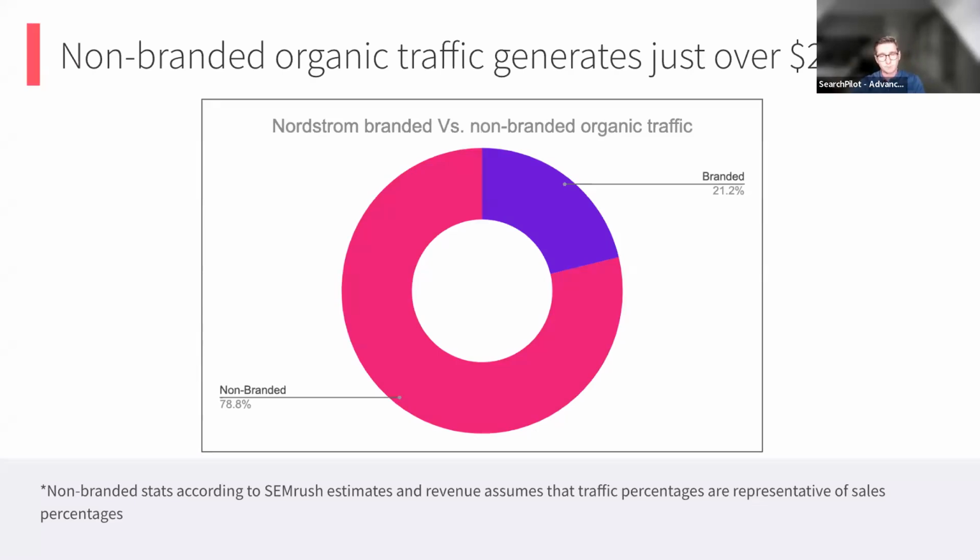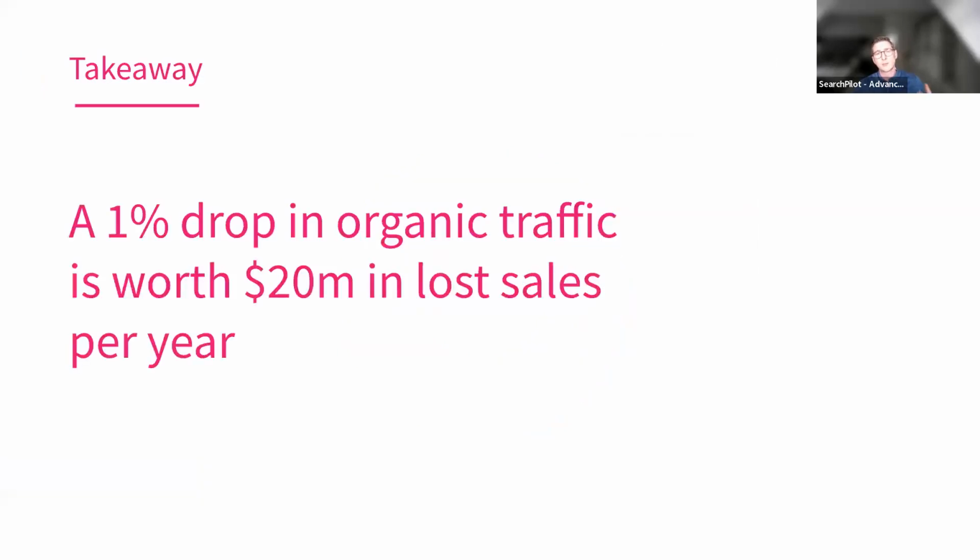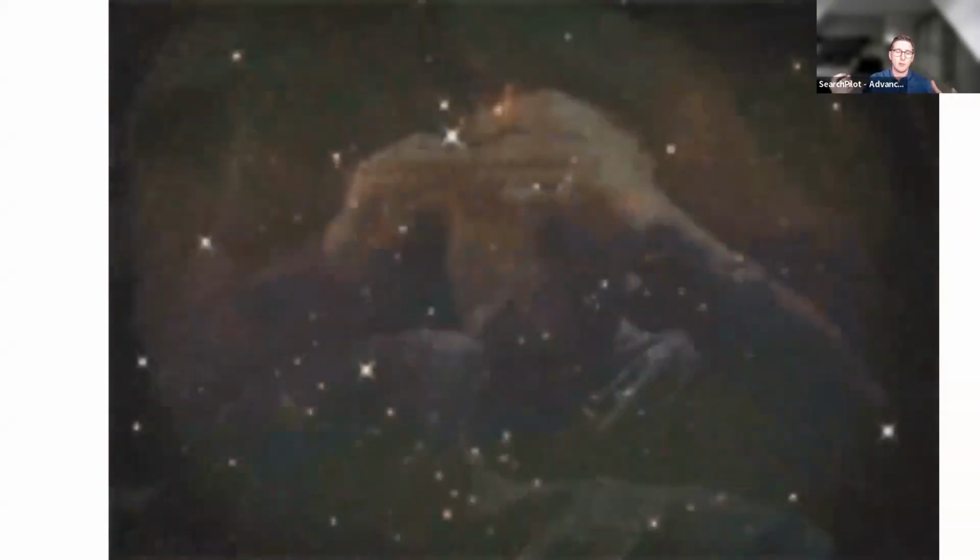And so what that means is that a 1% drop in organic traffic is worth $20 million in lost sales per year, which absolutely blows my mind, because I don't know whether Nordstrom are doing testing or not. They're not a customer, by the way. I've picked them deliberately because they're not a customer. But many companies of their size are running SEO programs without any testing, or relying on suboptimal forms of testing, which we're going to talk about in a second.